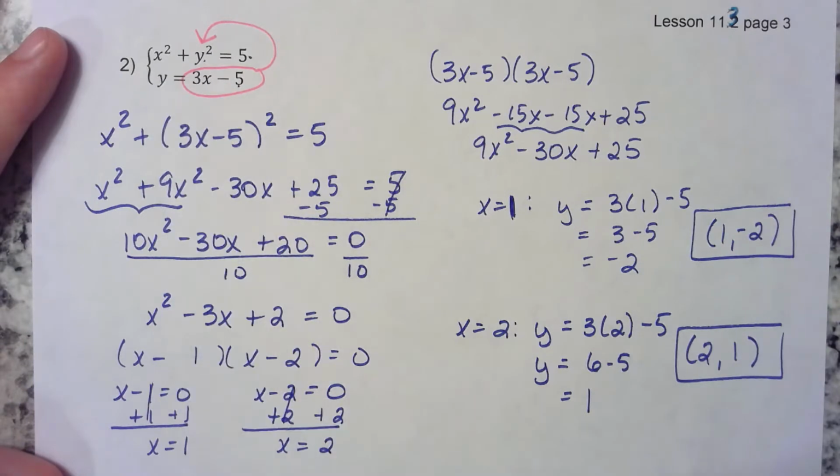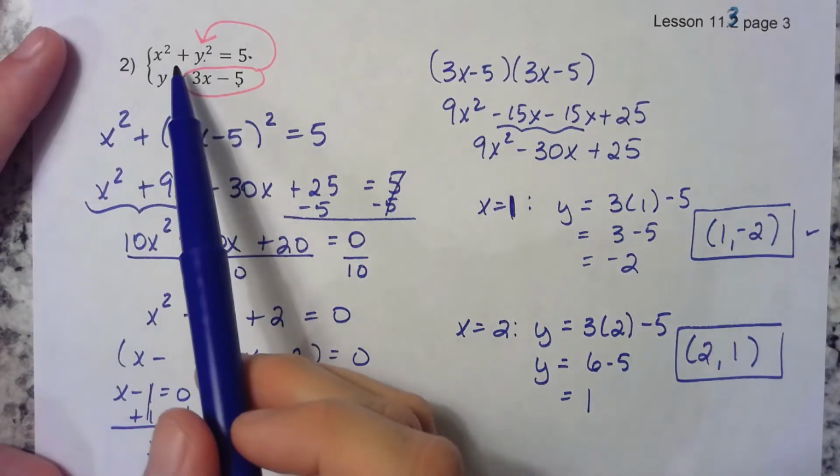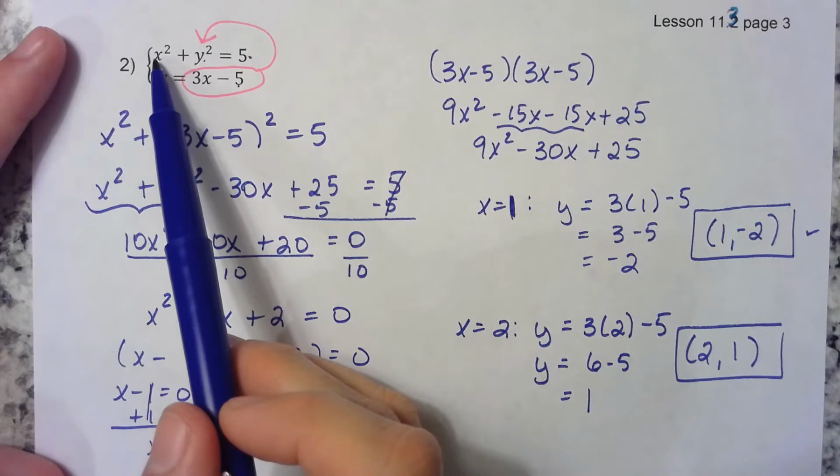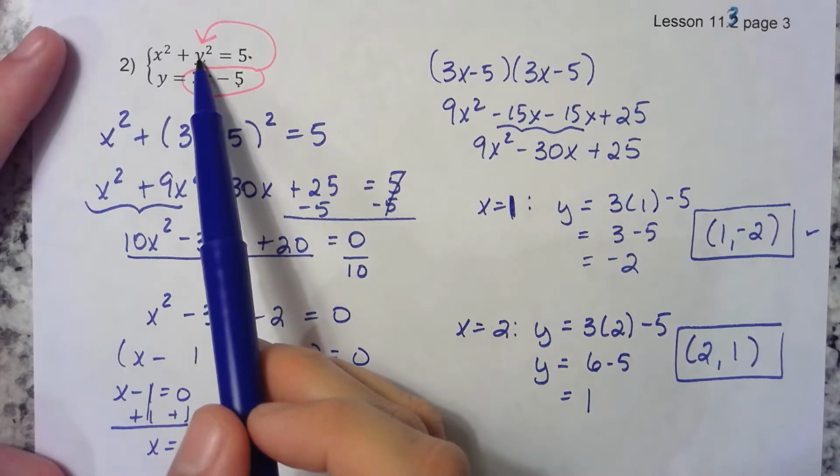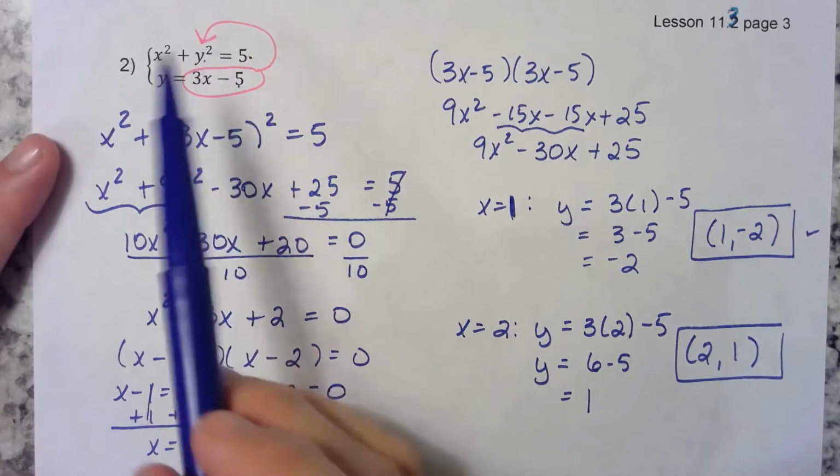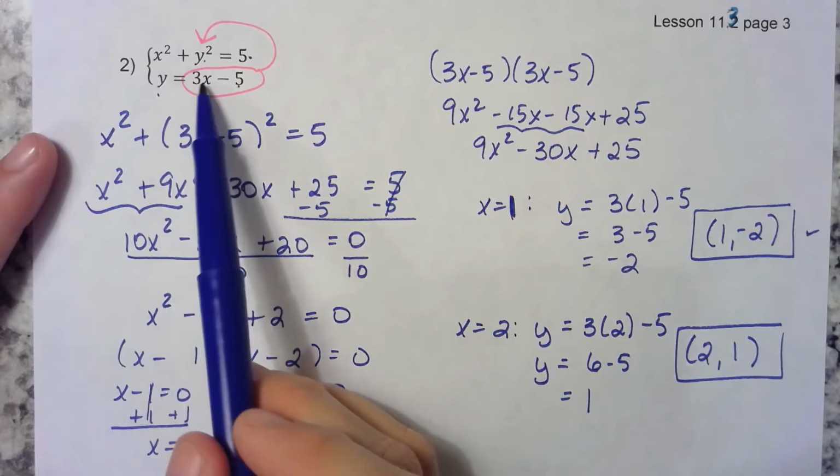Try this one. X is 2, y is 1. So we have 2 squared is 4. 1 squared is 1. 4 plus 1 is 5. That works. This is 1. 3 times 2 is 6. 6 minus 5 is 1. 1 equals 1. This one works.